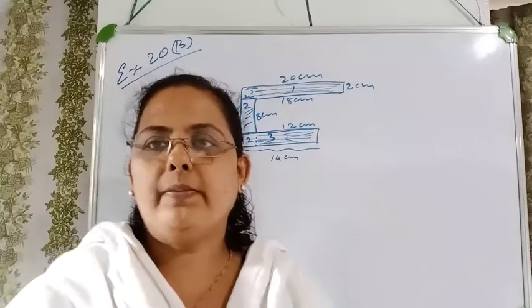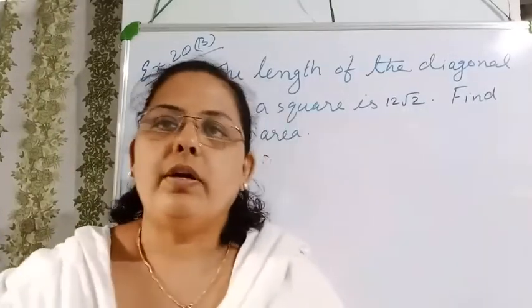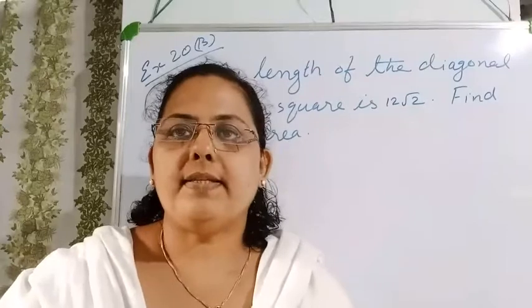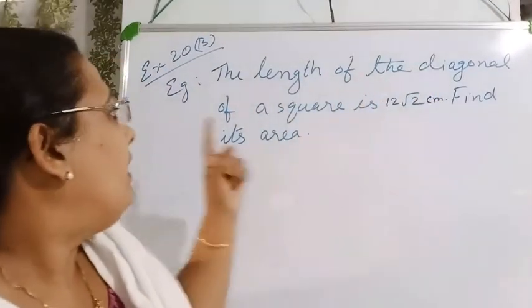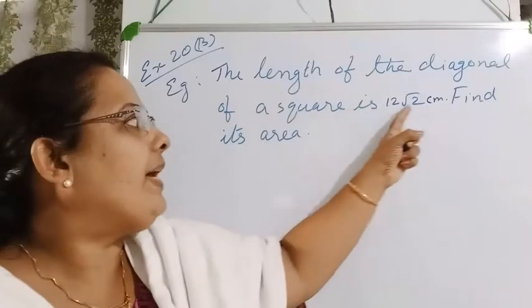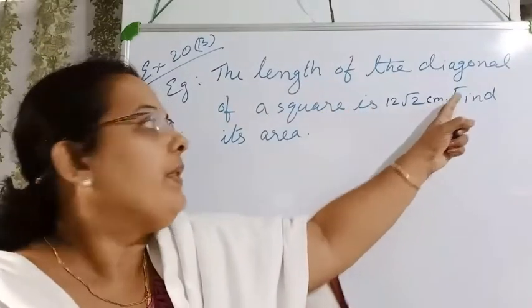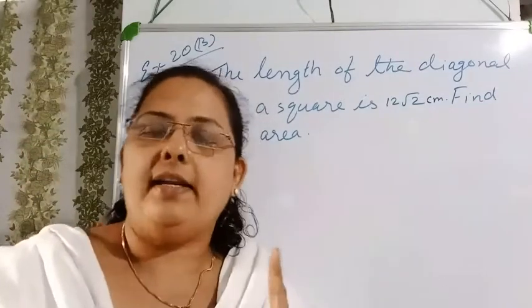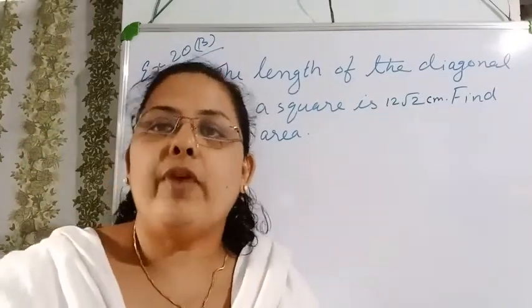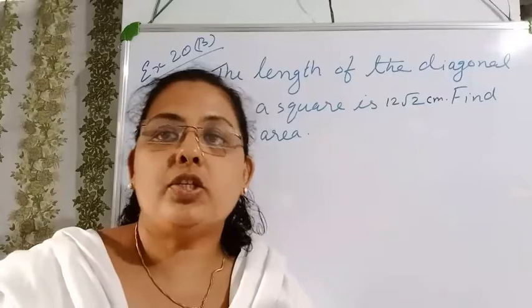Okay, it's clear. Now we will do a question which is not there in your exercise. The question is, the length of the diagonal of a square is 12 root 2 centimeters. Find its area. What is given here? Only the diagonal is given and you are asked to find the area of the square.